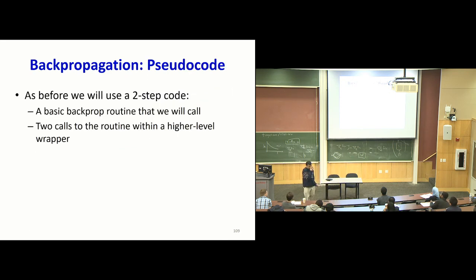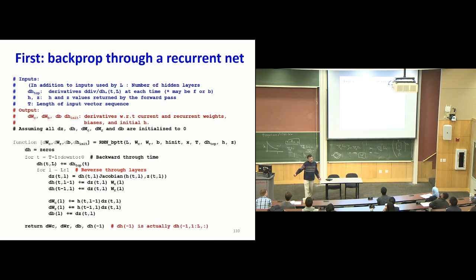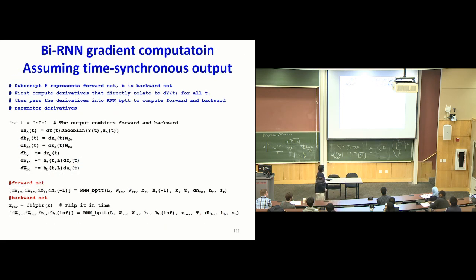So, if I give it to you as pseudocode again, I'm going to use a two-step pseudocode. Here is a little function which computes your standard backpropagation through time for a forward-only network, right? And then for the actual update, here's what I would do. I'm going to use the forward network to compute the backpropagation through time for the forward pass. Then I flip my input and use the same function, except now with a different set of parameters, to update the parameters of the backward network. Right?